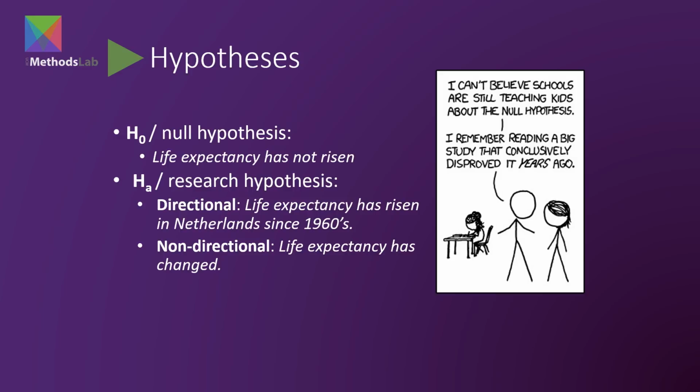And a research hypothesis can also be non-directional, where we say, well, we don't really know how things have changed or how things might be impacted, but we do think that they do impact on one another, right? We think that there might be a relationship between age and right-wing behavior, but we don't know whether a higher age or a lower age will make you more right-wing. So in the example here, such a non-directional hypothesis might be life expectancy has simply changed since the 1960s.